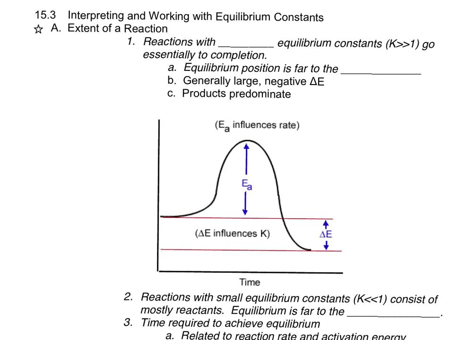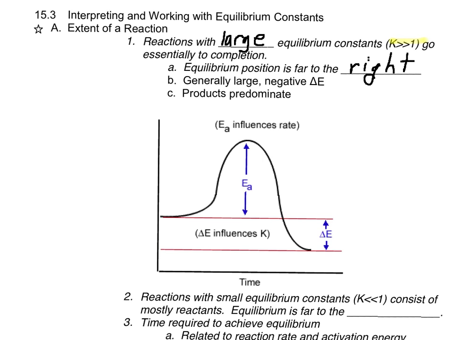In these next few sections, we're going to look at K in more detail and see what we can use it for. The value of K can be used to tell us where a reaction is going. If you have a K value that is really, really big, as in much greater than 1, then that tends to mean that the equilibrium lies very far to the right.